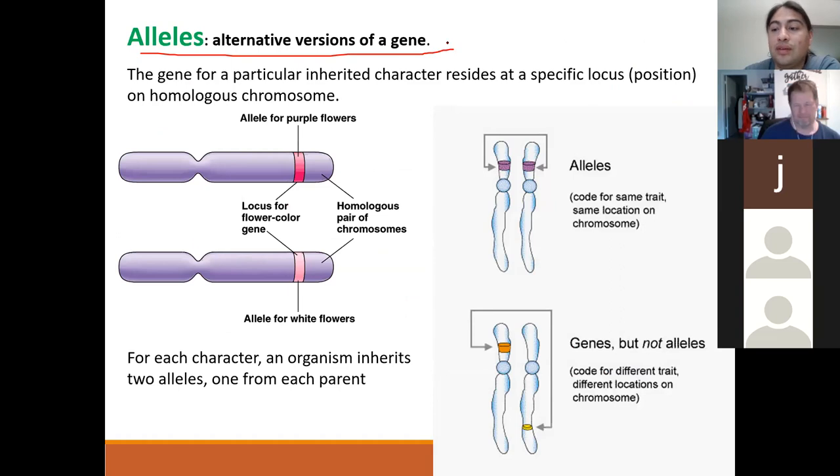As I was mentioning, and I have a whole slide for alleles, the alleles are the alternative versions of a gene. We can see this even with the shape of the hair. For example, we have the gene that codes for the shape of the hair, so we have curly hair, wavy hair, straight hair, and other types, like intermediate hair and mixes. All of them are just versions of the same gene, all right?